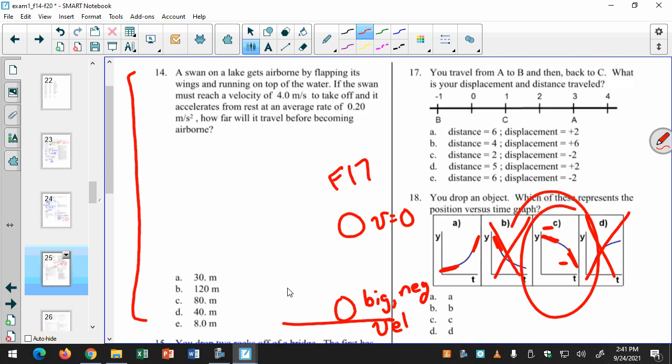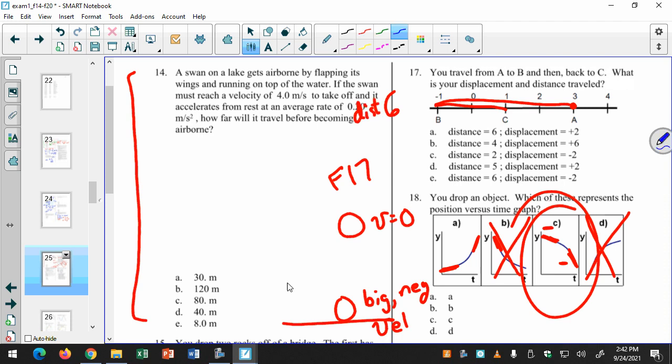So displacement is, oh gosh, this was like day 1 or day 2. It was before the hurricane. If I'm traveling from A to B to C, and I'm knowing my distance, that's the total distance traveled, irrespective of direction. So I'm going from A to B, that's 4 meters, and then back to C, that is 6 meters. So my distance is 6.